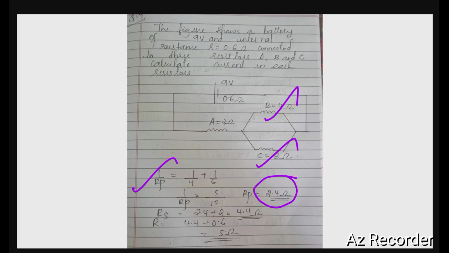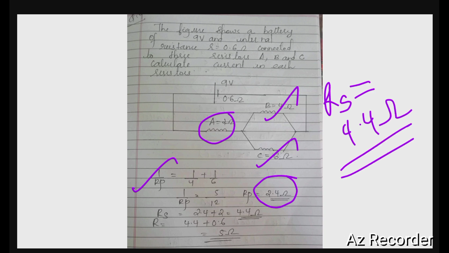So this 2.4 and this 2 are in series, therefore the series connection Rs is equal to 2 plus 2.4, which is 4.4 ohm. Since it is mentioned about the internal resistance of the cell, you need to consider that too for calculating the total resistance. Therefore, summing this also, we get 4.4 plus 0.6, which would be 5 ohm. So the total resistance of the given circuit will be 5 ohm.